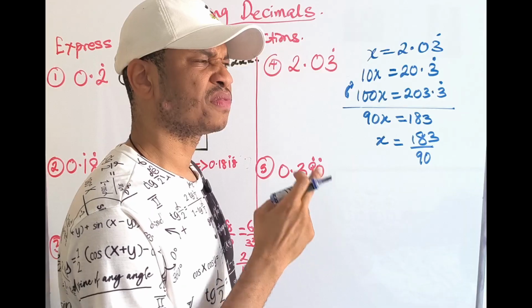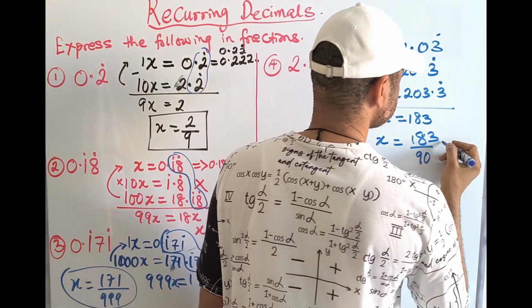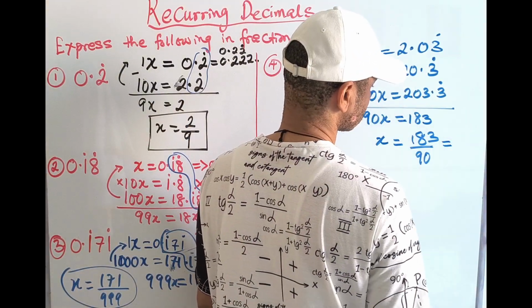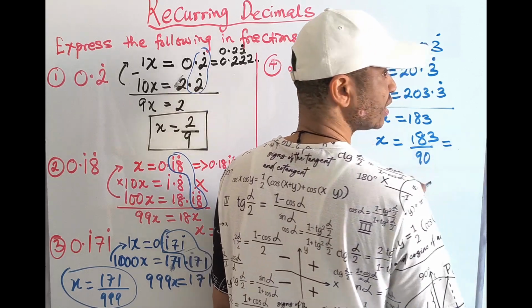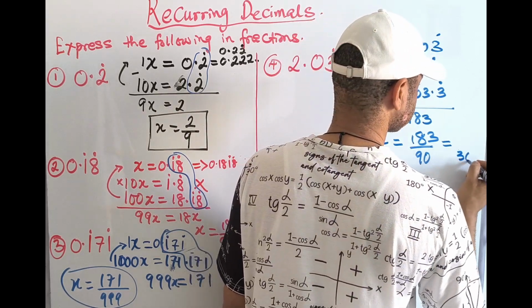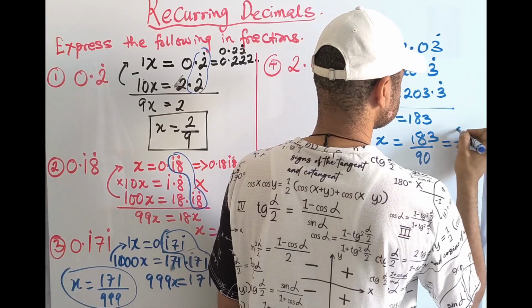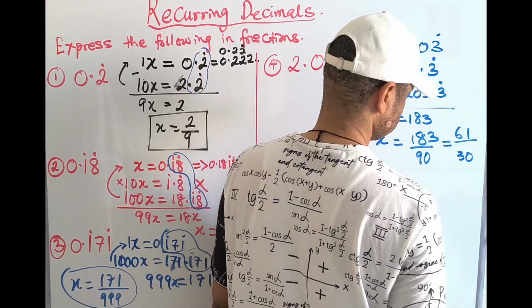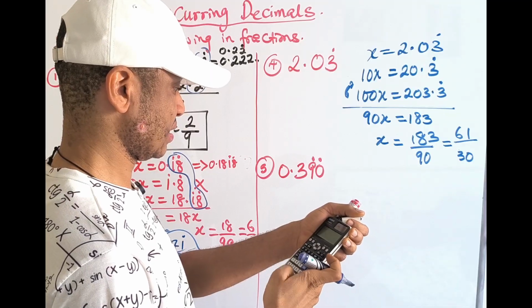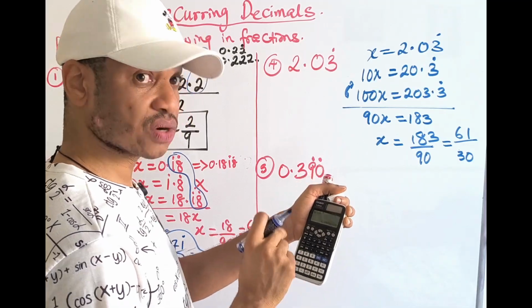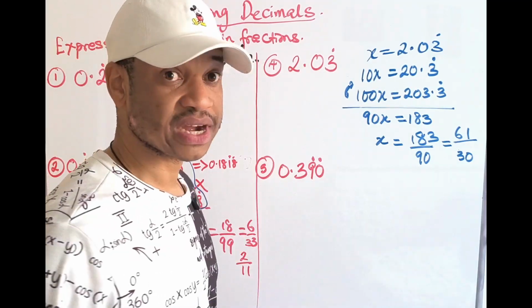Okay, so we can simplify it. 9, 10, 11, 12. We can simplify. So we can divide by 3. 3 into 183 is 61, and 3 into 90 is 30. So let's see. 61 divided by 30. Yeah, 2.0333. So that is my answer.